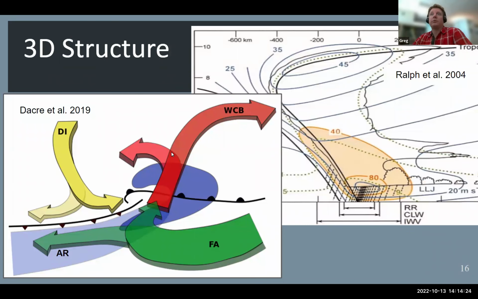So now we'll look a bit at the 3D structure of atmospheric rivers. This is a diagram that I was introduced to this week. So this shows a low pressure system. The low pressure center would be right about here. And then this is the warm front and then the cold front coming out of the low pressure system. And the light blue shading here is where an atmospheric river would typically be located, just along and ahead of the cold front.